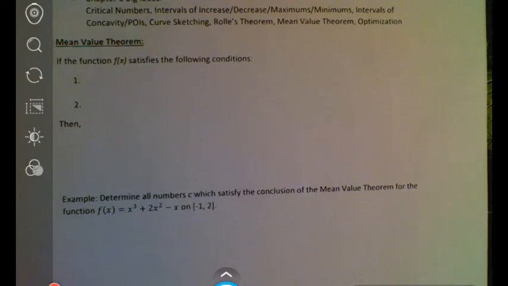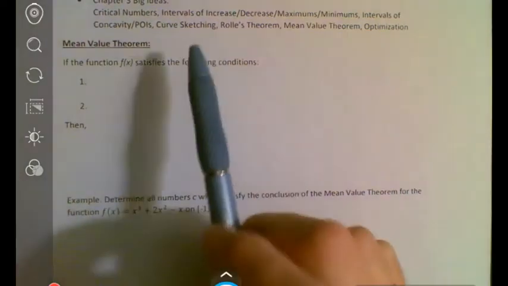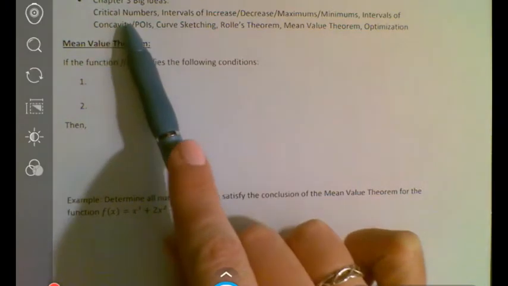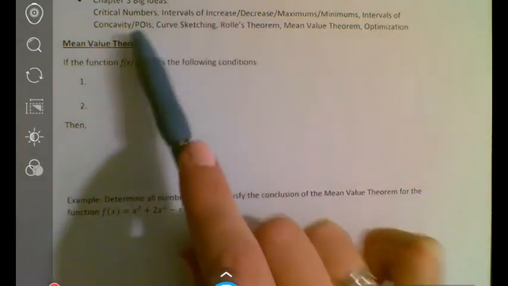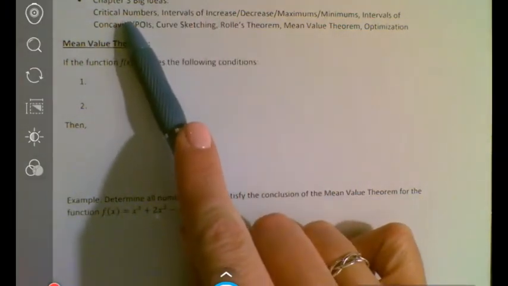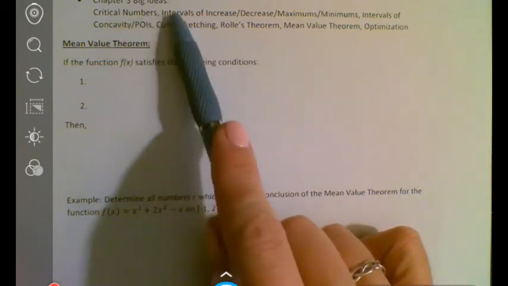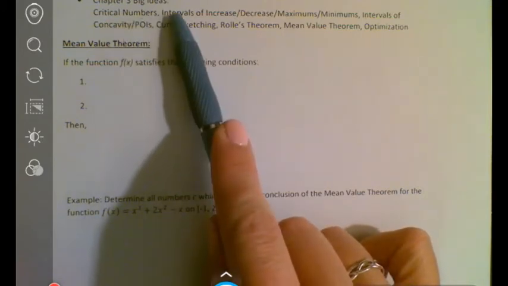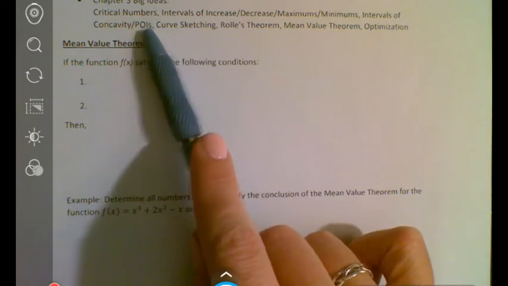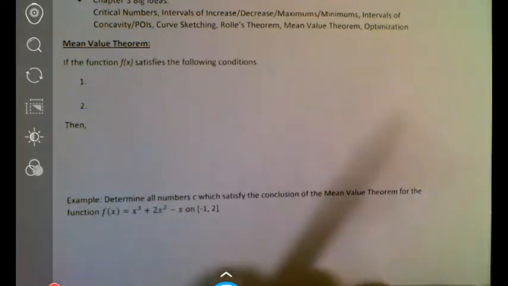Just like chapter 2, I did list up the kind of big topics that we talked about in chapter 3. These are included in the practice set I gave you yesterday. So critical numbers, intervals of increase, decrease, maximums, minimums, concavity, points of inflection. There's just a sample of those types of problems.